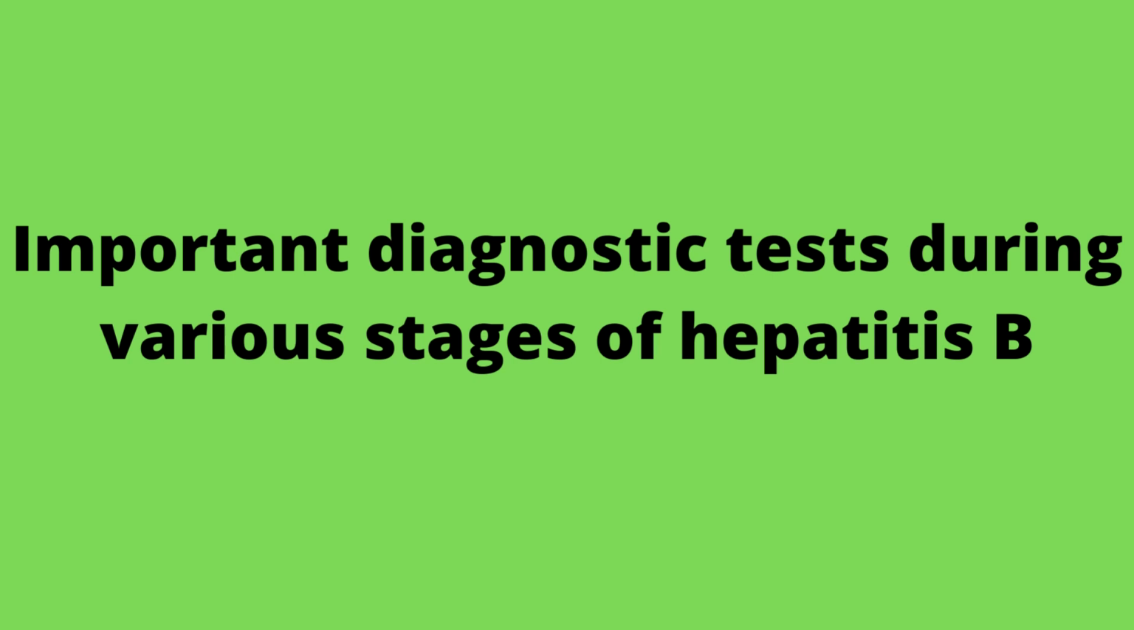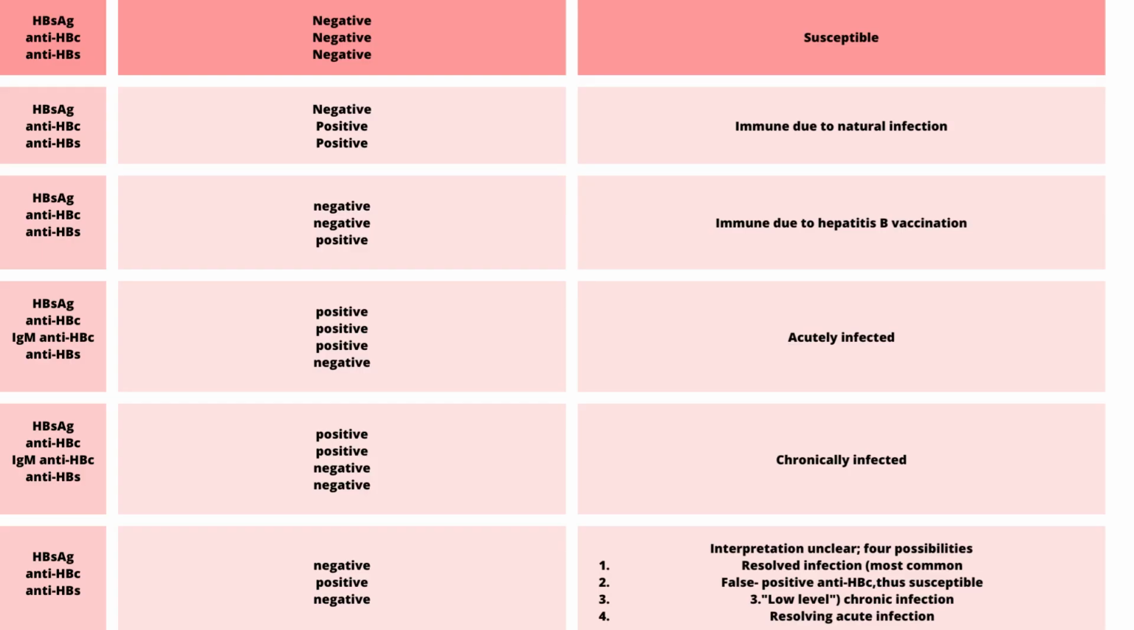Now again we will see what are the important diagnostic markers or tests during various stages of hepatitis B in another tabulated form. In case of susceptible stage, there would be no marker present in the blood, and when the patient is immune due to natural infection, antibody to core antigen would be present and antibody to surface antigen would be present. The two antibodies would be present and surface antigen would be negative. And when the patient is immune due to vaccination, only antibody to surface antigen would be present. This is the difference in the two states when the patient is immune due to natural infection and in case of vaccination.